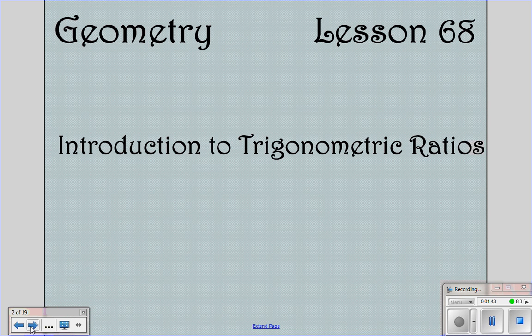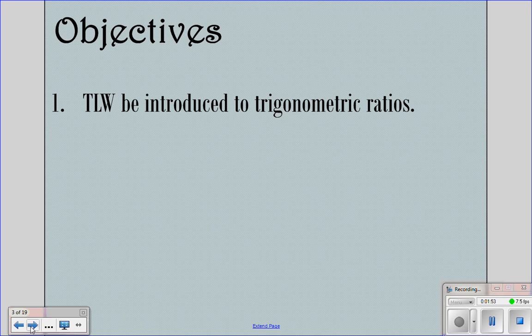Okay, so today we're looking at lesson 68. We're dealing with Introduction to Trig Ratios. Trigonometric usually is just shortened down to trig. So hopefully you will understand your trig ratios after this lesson. We did deal with them last year, so some of you may remember them. Some of you may have completely forgotten them, but hopefully some of y'all remember at least a little bit of them, and it's not completely new.